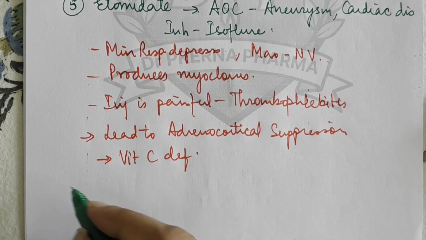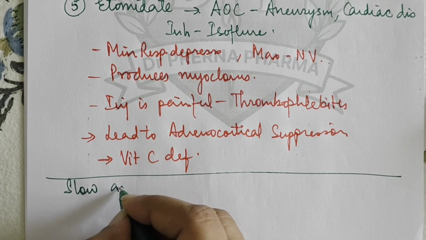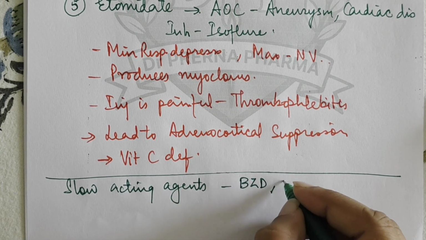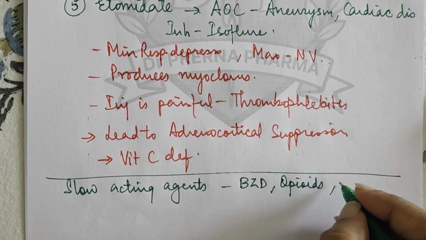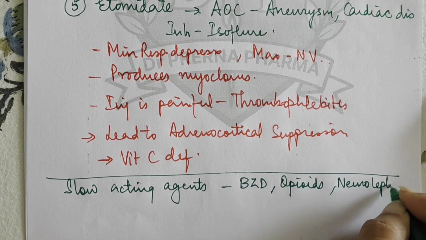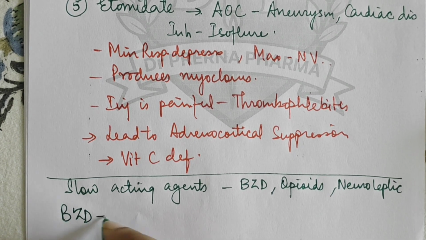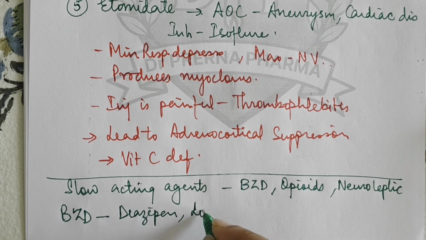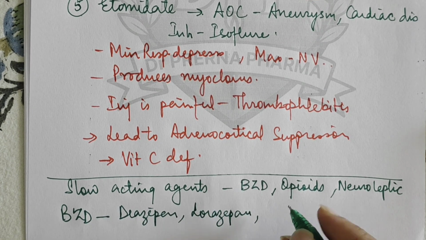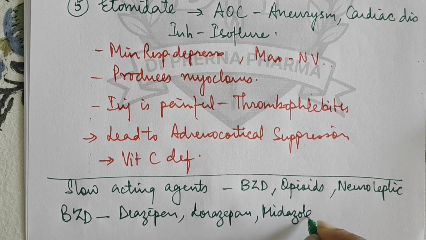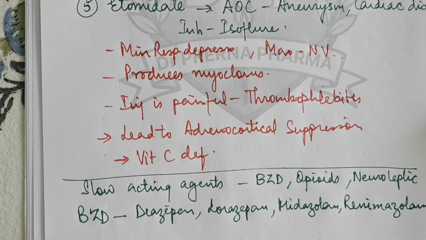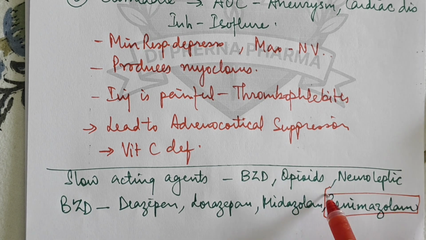Okay, now let's see the slow acting agents. What do we have among the slow acting agents? What are the drugs that we have to discuss? Benzodiazepines are there, then opioids and neuroleptic agents, right? So let us see benzodiazepines first. Among benzodiazepines, we know the drugs which are used are diazepam, lorazepam, midazolam and remimazolam. This is a new drug, remimazolam, right?